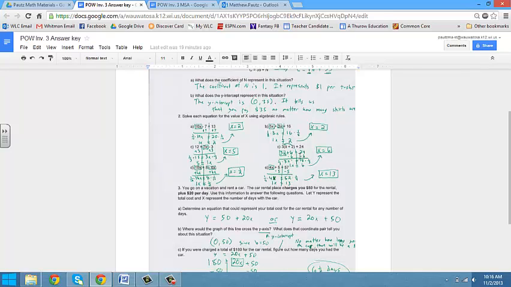I apologize for here. This is actually D on your paper. It's a little bit messed up on the answer key, but this is D. Same problem.